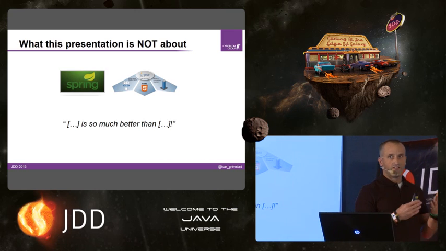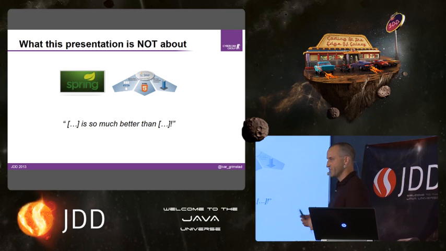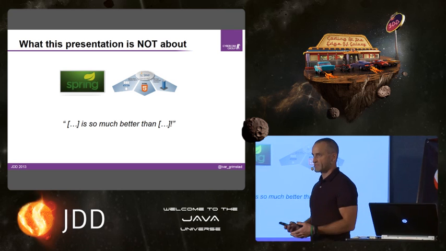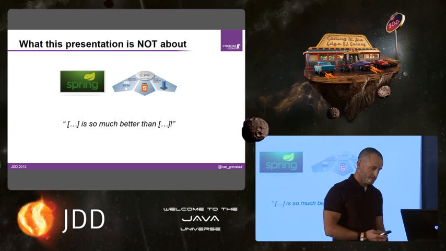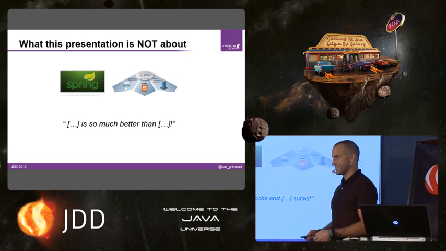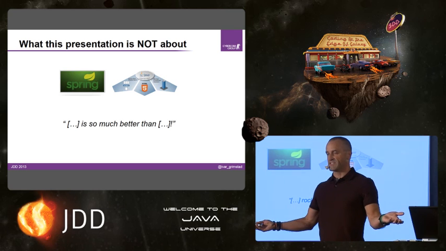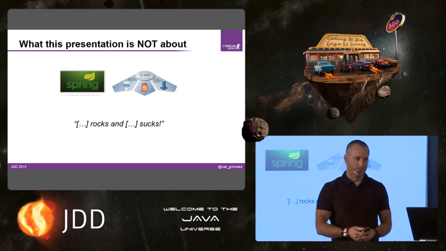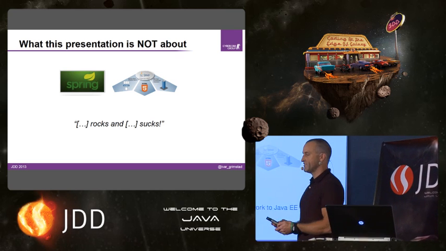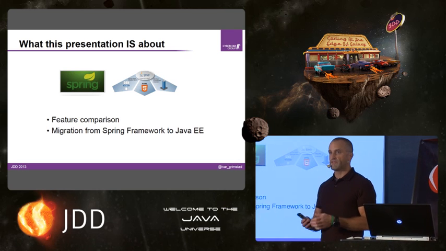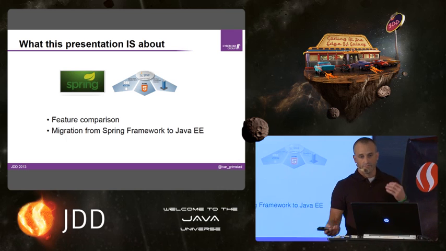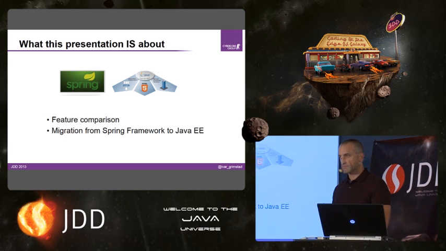So, I'm not going to say that one of these frameworks is much better than the other, or start a war here, especially since we're kind of a minority here. But what I will do is that we all know that Java EE7 rocks, and yeah, you can fill in the blanks yourselves. So what I'll do here is a feature comparison of some selected features of Spring and Java EE, and then I'll do a migration from Spring to Java EE.